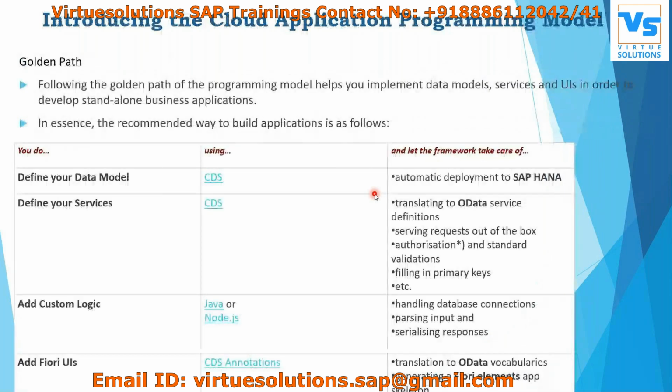Next, what are the golden paths which are available? Whenever we define our data model, automatic deployment to HANA DB will happen. Whenever you define a service, the APIs will be created, and filters will be generated, filled with the primary keys. When you add custom logic in Java or Node.js, handling database connections, parsing inputs, and serializing responses will all be taken care of by the framework. When we use SAP Fiori UI annotations, they translate to OData vocabularies, generating the Fiori elements app. So these are the golden paths to develop CAP applications. Is it clear, guys? Any questions?